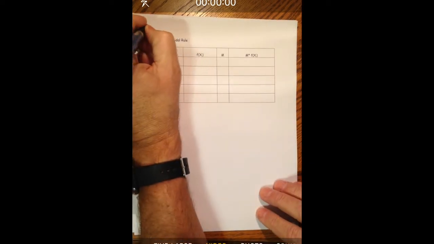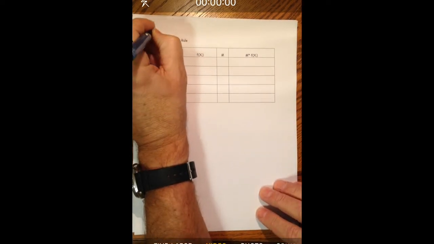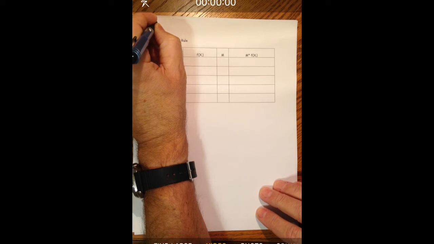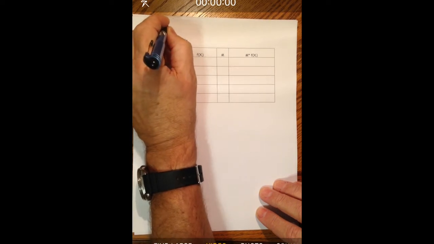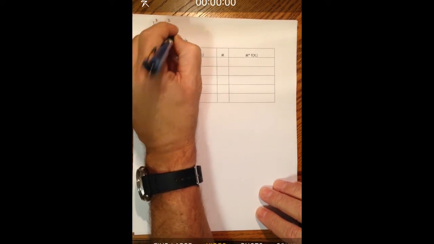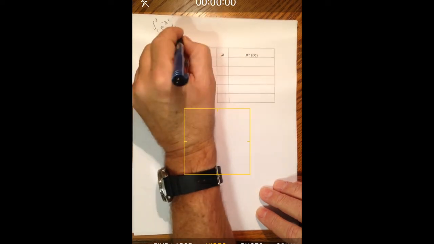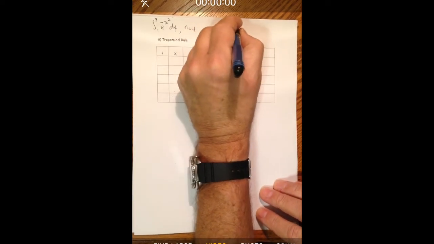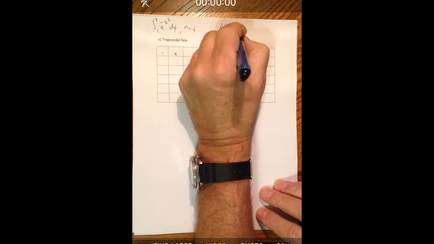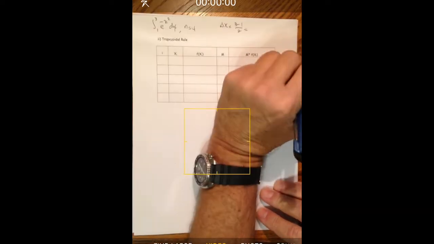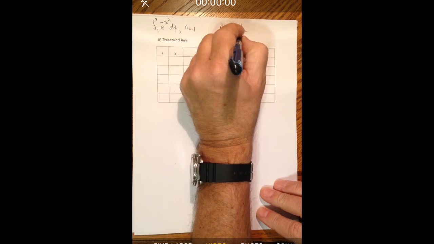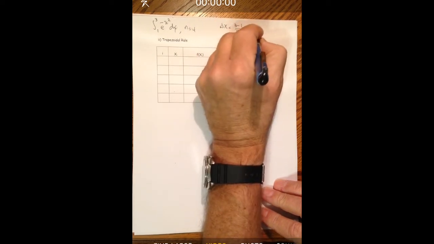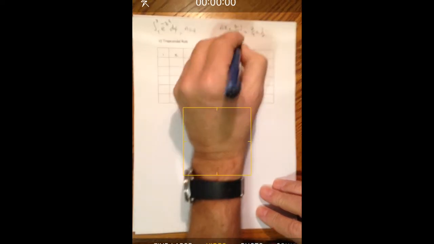Okay, so recall that we're approximating the integral from 1 to 3 of e to the minus x squared dx. We're using n equals 4, and delta x is going to be 3 minus 1 over 2. I'm sorry, 3 minus 1 over 4, which is 2 over 4, or 1/2.